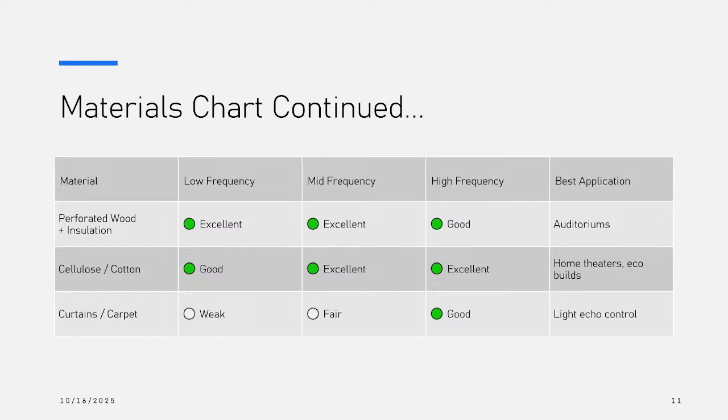We also have cotton panels. Cellulose and cotton panels are made from recycled or natural fibers pressed into dense boards. They provide mid to high frequency absorption and are often marketed as environmentally friendly alternatives to fiberglass or mineral wool. These panels can be installed on walls or ceilings or used as freestanding acoustic partitions.